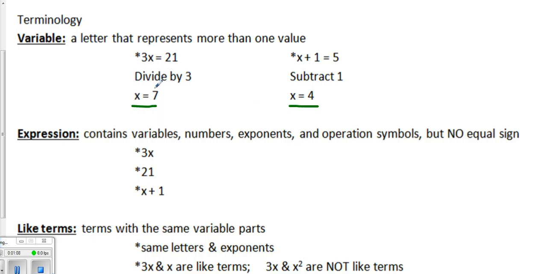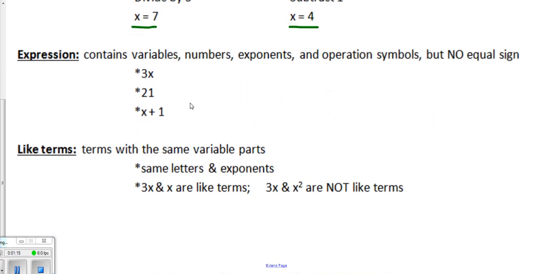Now it doesn't always have to be 7. It doesn't always have to be 4. It can represent anything. It just represents some unknown. An expression is kind of like a mathematical statement or a sentence. It contains variables, numbers, exponents, and operation symbols, but no equal sign. When there's an equal sign, it's all of a sudden an equation. Right now, as long as there's no equal sign, these are just expressions.